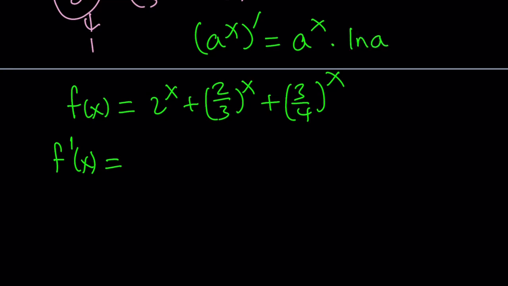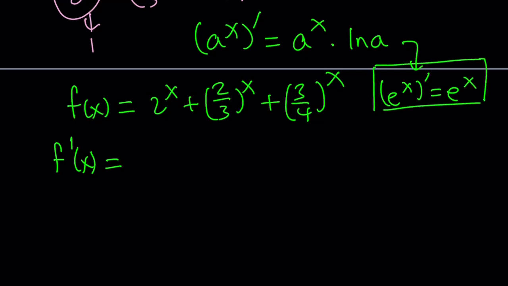When the base is e, this just becomes a much easier formula because the derivative of e to the power x is itself, which is really cool. So in other words, e is the number that satisfies this. Okay, great. So let's go ahead and differentiate this function using the rule.